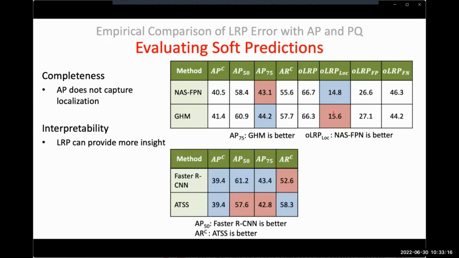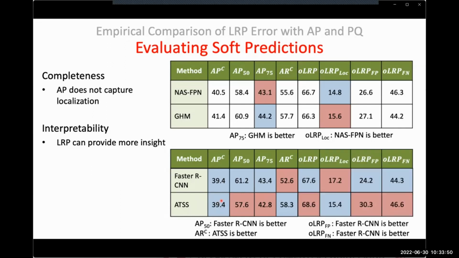If you look at average precision in terms of interpretability, we see limitations as well. For example, if you compare faster RCNN with ATSS, AP values are the same, whereas AP at 0.50 and 0.75 intersection over union thresholds are different, and average recall values are different as well. As such, overall average precision is not sufficient for comparing methods, and AP does not provide an insight about the characteristics of the performance.